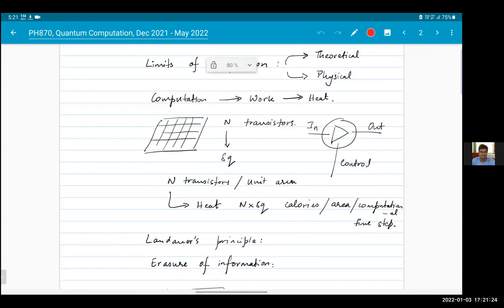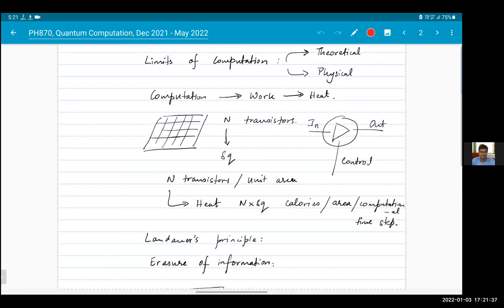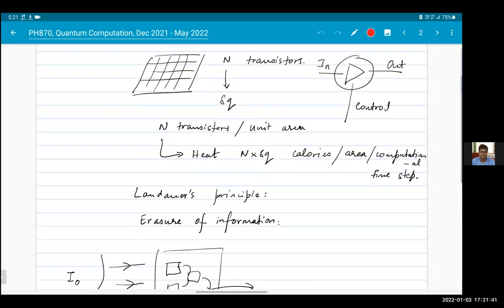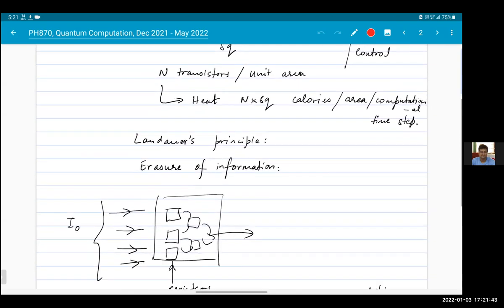And then we talked about, can everybody hear me? Yes. Do I need to be loud? Then we talked about limits of computation, theoretical and physical. Theoretical and physical limits are placed by the laws of thermodynamics and the laws of quantum mechanics.